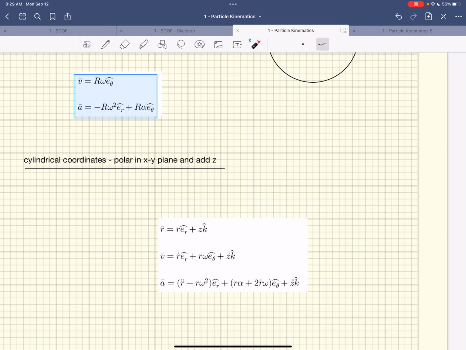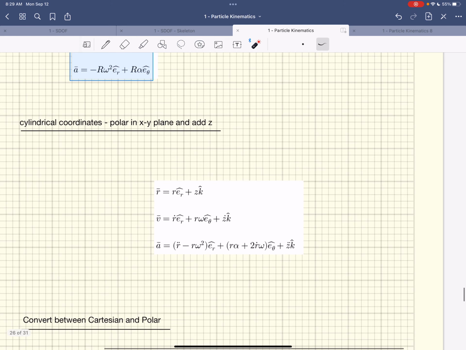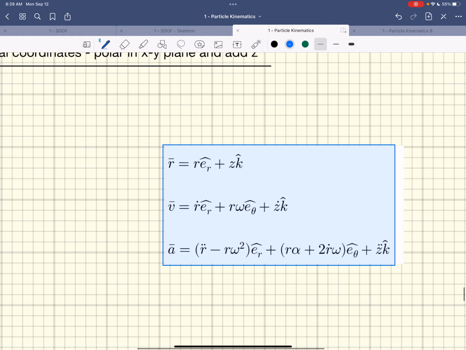There's also a thing called cylindrical coordinates, okay? What you do is you just do polar coordinates in the XY plane. So you just turn this into a 3D problem, right? So you do polar coordinates in the XY plane, and then you just add a Z component. So that's all this is showing. All these equations are just showing the same thing. We'll use cylindrical coordinates on occasions, and so it introduces it in this chapter.